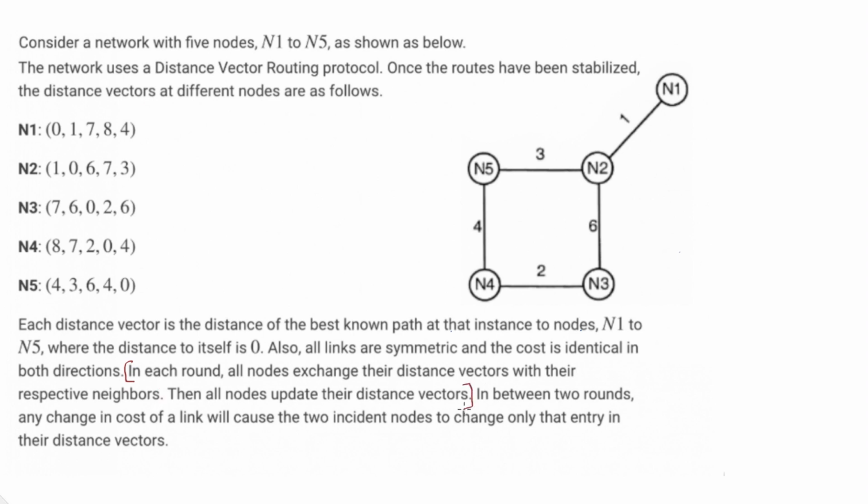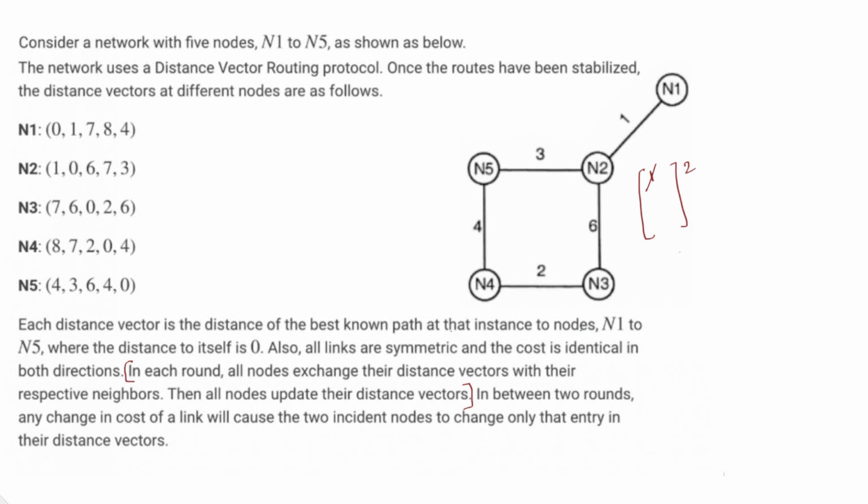So this is one round, and in between two rounds, any change in the cost of a link will cause the two incident nodes to change only that entry in their distance vectors. So if there is some change, let's suppose this one has increased to 2, then they are not calling it a round. They are saying that in between two rounds, if there is any change in the cost of a link, suppose this one has gone to 2, then the n2 vector will immediately update from 1 to 2. This is the n2 vector, right? So this is not a round.